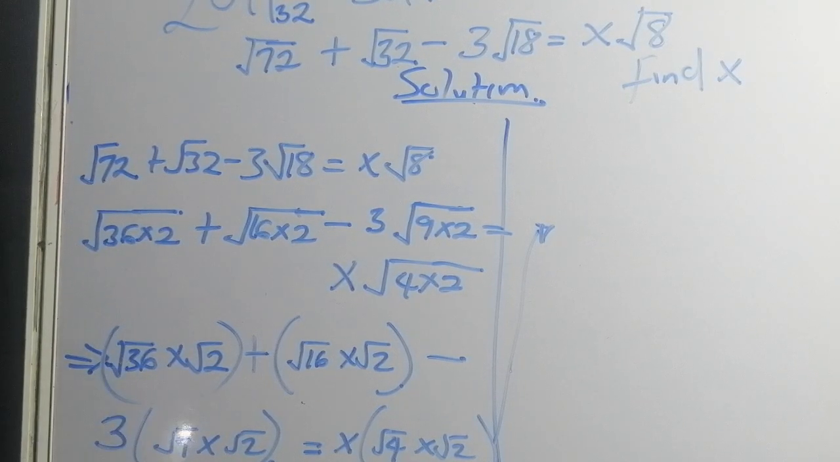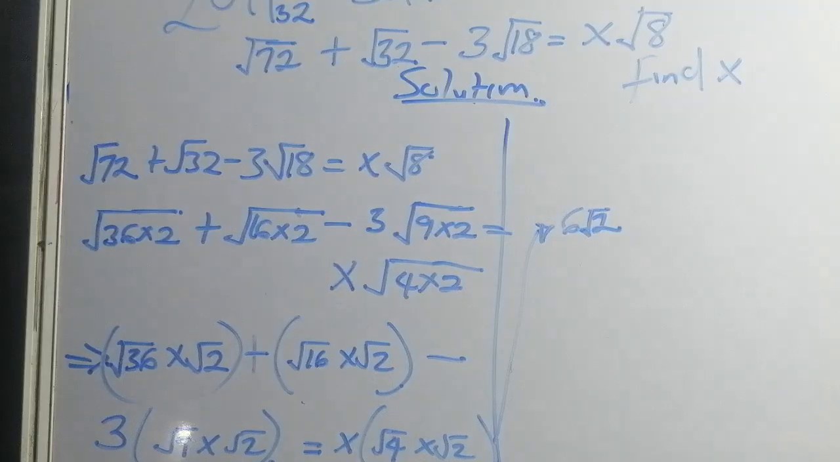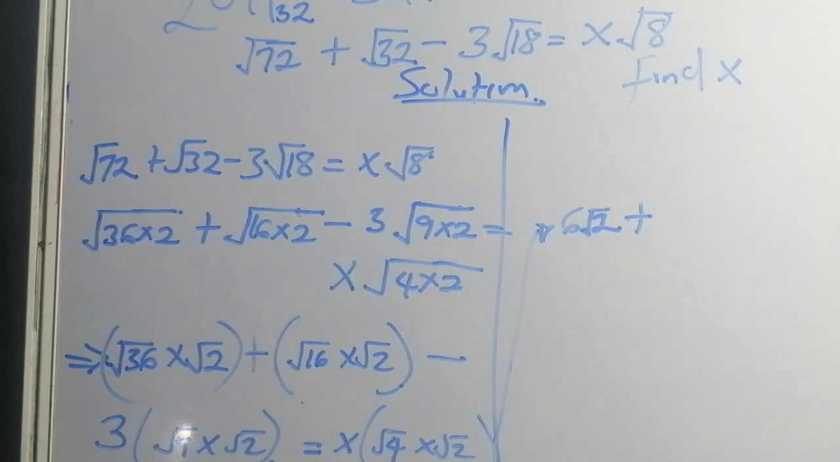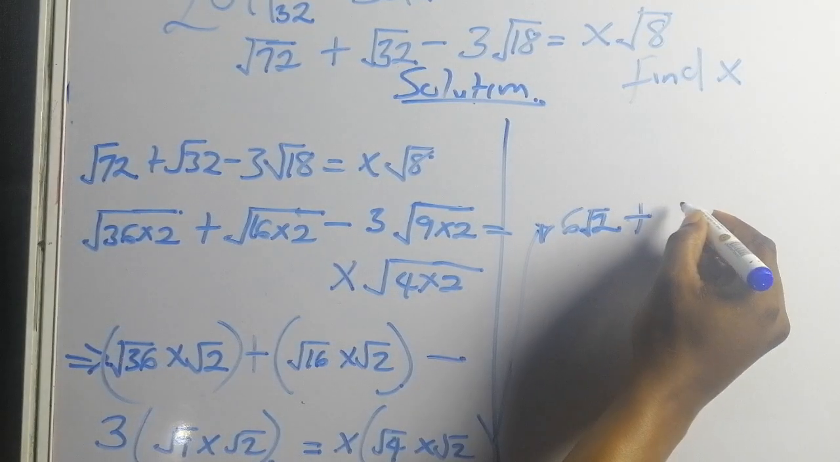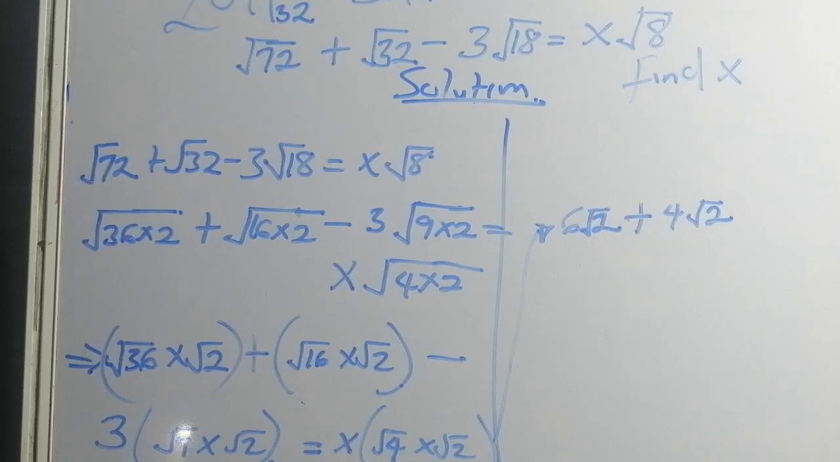Root 36 is what? 6. Because 6 times 6 is what? 36. So this is something I'm saying root 6 root 2. Plus, what is the square root of 16? 4. Okay. Square root of 16 is 4. So it means at the end of the day, that one will be plus 4 root 2. See now?